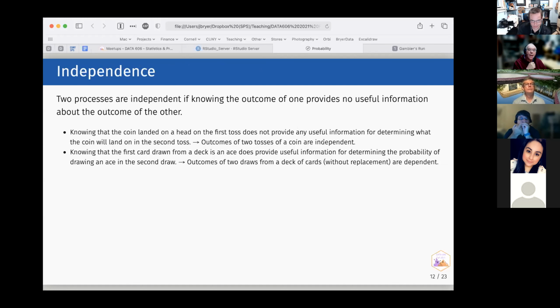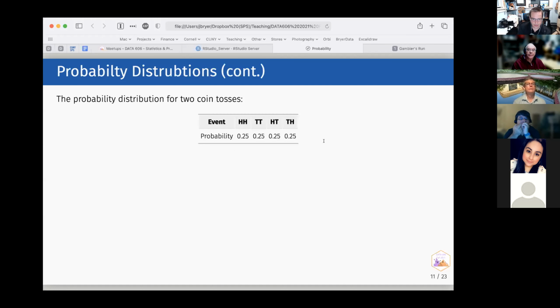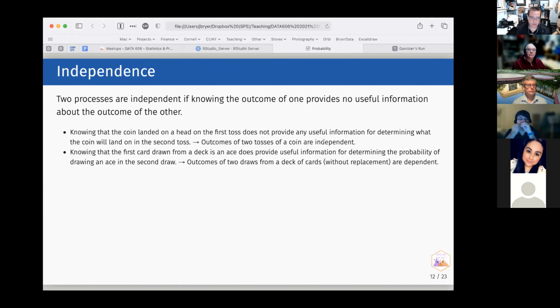Now this gets convenient, right? Because when we don't know if they're disjoint, we want to check for independence. So we could use some of these rules. When we talk about independence, knowing that the coin landed on heads on the first toss doesn't really provide any useful information in determining the second toss. Those are said to be independent.